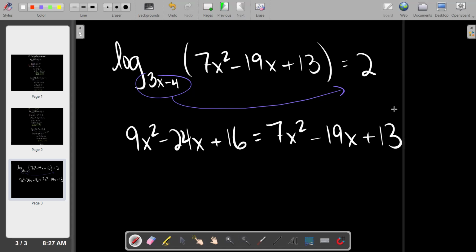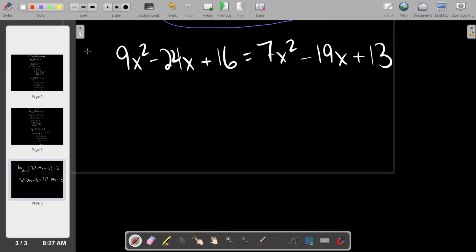And our training kicks in. Which way are we going, east or west? West, right? We're heading towards California with these ones. So we're going to subtract that 7x squared because we want to make sure we get a positive amount of x squared. So we're going to get 2.